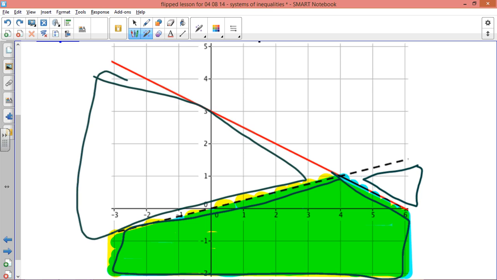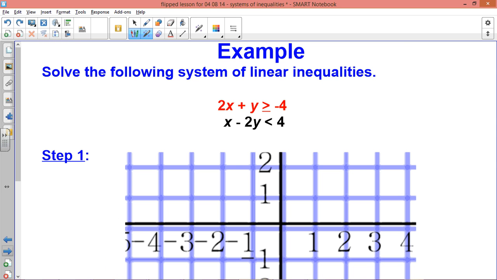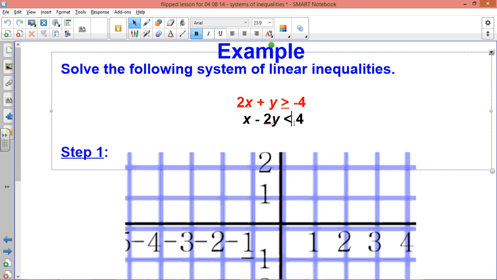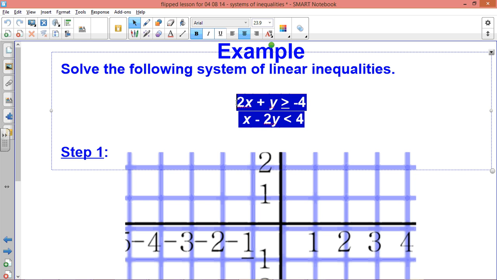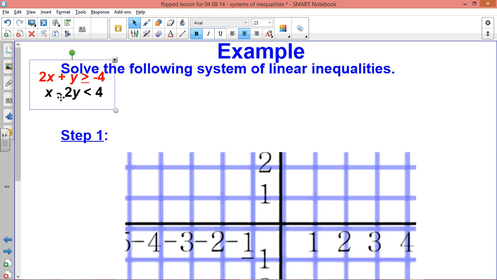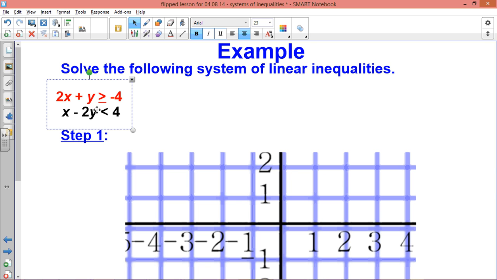Let's do a couple of examples. Example number 1: solve the following system of linear inequalities. What I'm going to do is move that over so that I can have some more room to write, because I write pretty big on this.